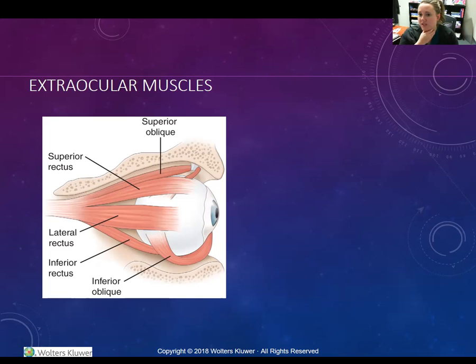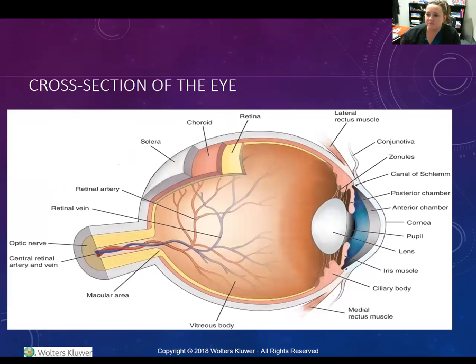So, pop quiz: what are the cranial nerves that help us see? If anybody knows. So, cranial nerves 3, the oculomotor, 5, the trochlear, and 8, the abducens. So oculomotor, trochlear, and abducens are our cranial nerves. And then again, the cornea. So we have the cornea here and the lens.